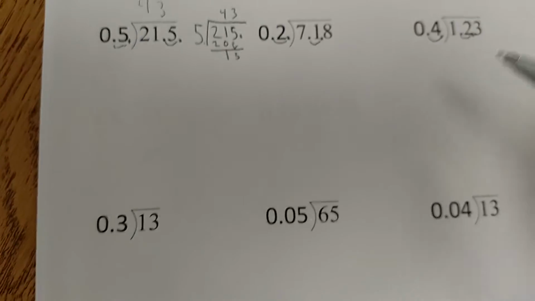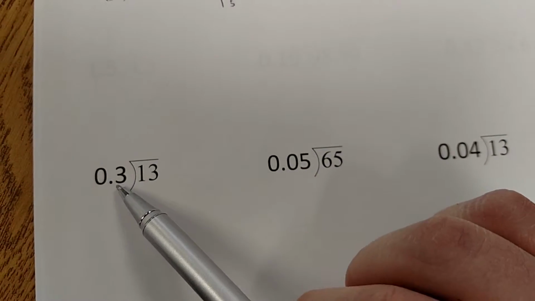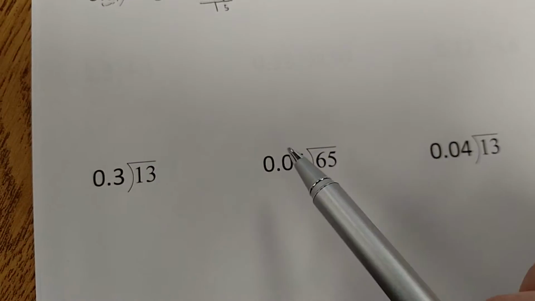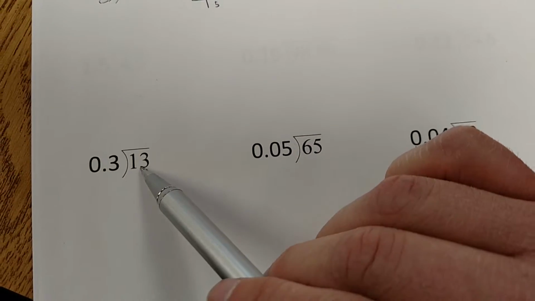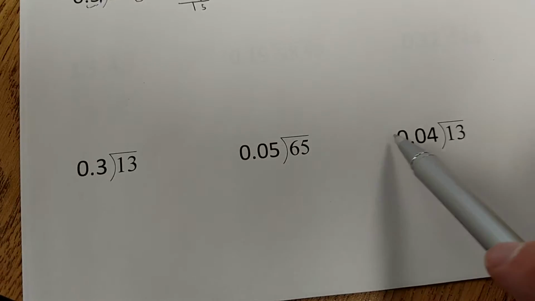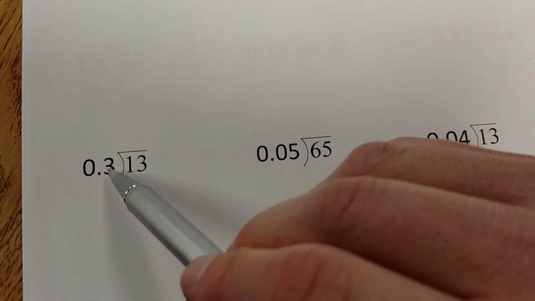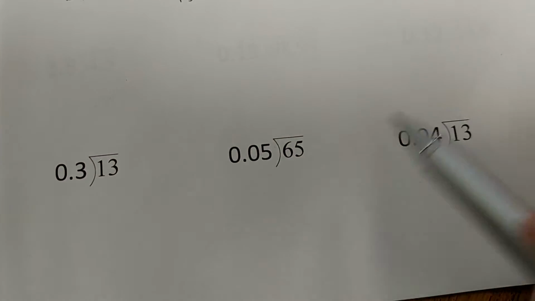I'm going to show you what to do if you have a decimal in the divisor but not in the dividend, or if you have more decimal place values in the divisor than in the dividend. So right here, divisor, dividend, divisor, dividend, divisor, dividend. All these you have decimals in the divisor, and none of these you have decimals in the dividend.